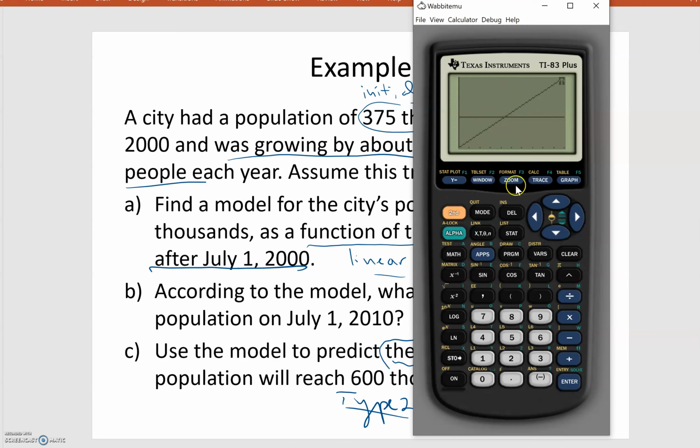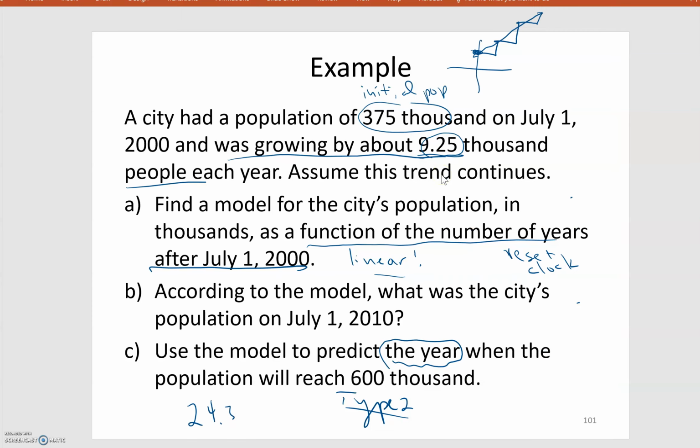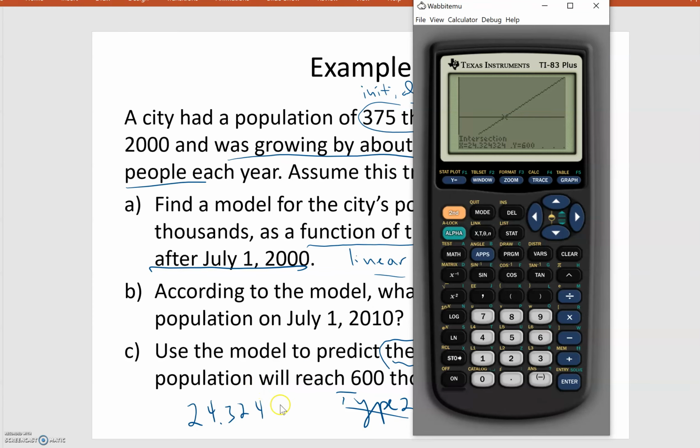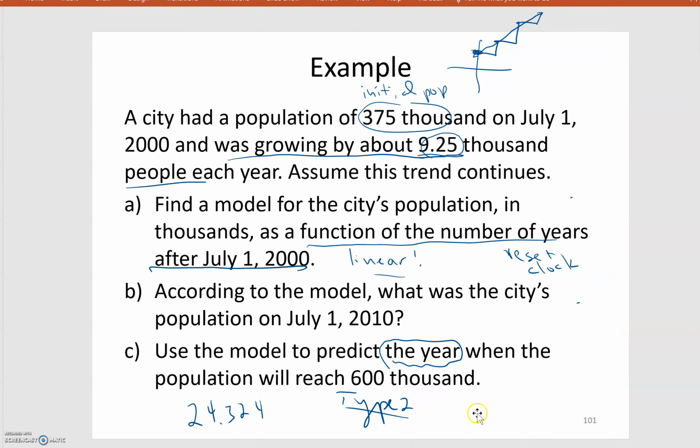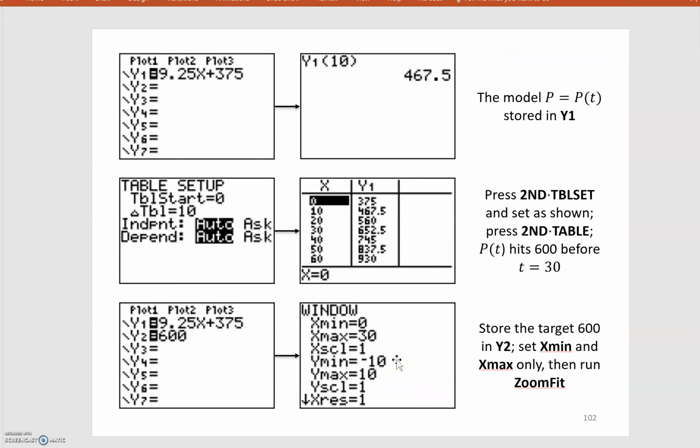So there's our nice picture. We go to second trace. Calc intersect is number 5. First curve, yes. Second curve, yes. And my guess, that's about right. So enter 3 times and we come out with 24.324. Now, very quickly, that's 24.324 years after July 1st, 2000.